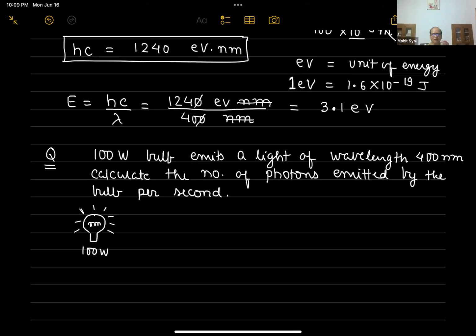by this bulb. This bulb is continuously releasing the particles in all the directions. So 100 watt will be the energy. What is the unit of energy per second? It is the unit of power. It is actually joules per second. Got it? So how are we going to do it?